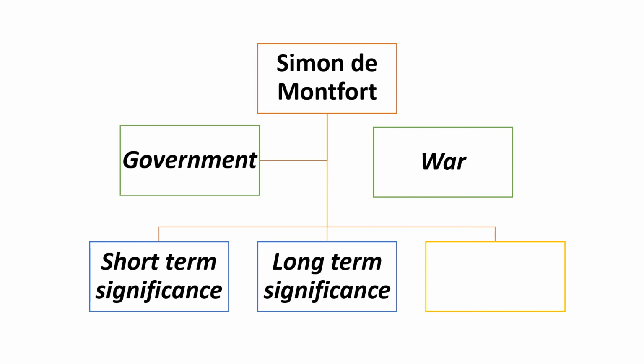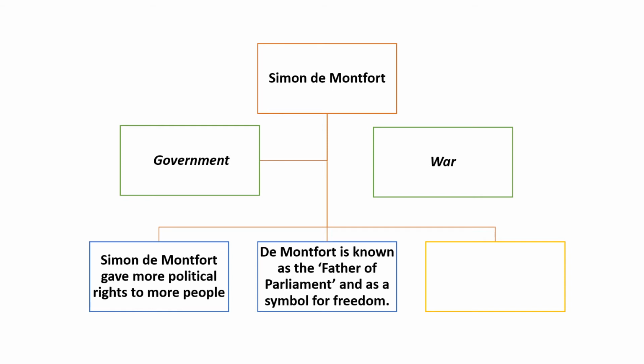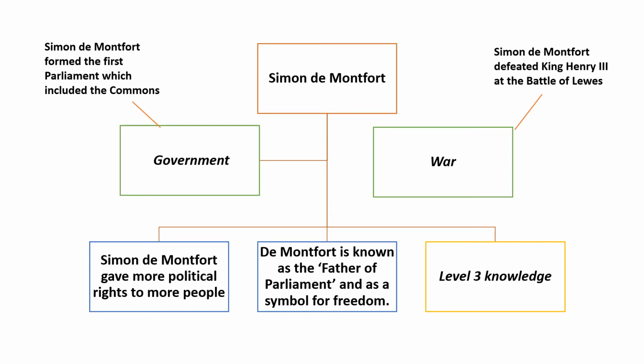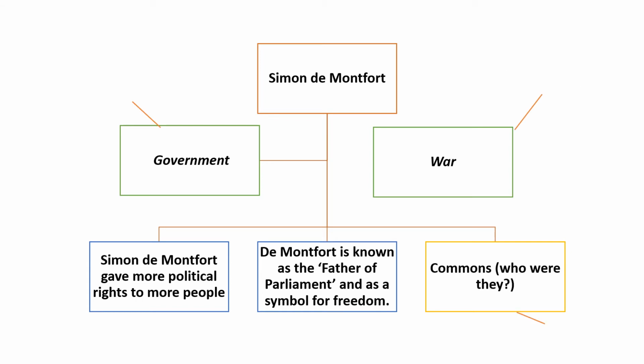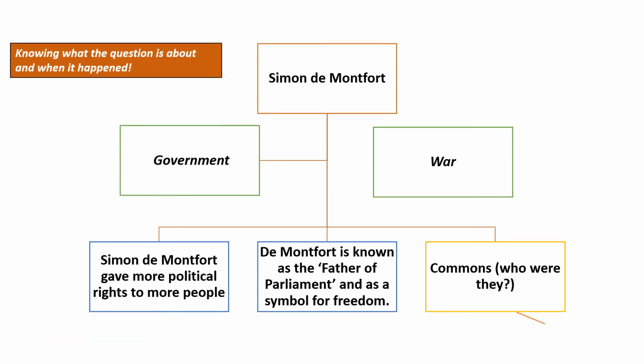What are we looking at? Simon de Montfort gave more political rights to more people, and the long-term significance is de Montfort is known as the Father of Parliament, a symbol of freedom. What's going to go in the orange box? Our level 3 knowledge. So the Commons, who were they? That's a level 3 detail word. Ignore these boxes for now, that's extra.